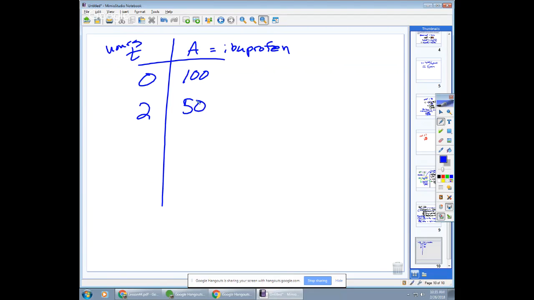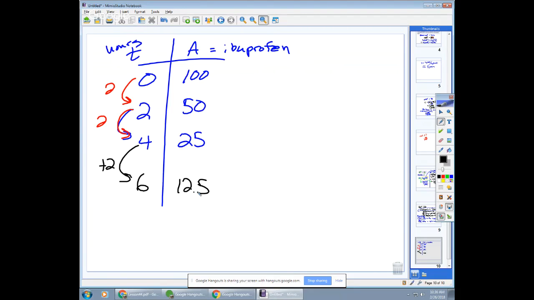What's half of 50 milligrams? 25. How long is it going to take to get from 50 milligrams to 25 milligrams? 2 hours. So that's going to put us 4 hours later. So the bottom line is, it's just that time frame. In this case, the magic thing is the 2 hour time frame. Anytime we shift by 2 hours, we're going to take whatever we had before and cut it in half. What's half of 25? 12.50. So 2 hours past the 4, 6 hours from when I started, I should have half of 25 or 12.50. Okay, so it's just that idea of how long does it take to cut it in half.